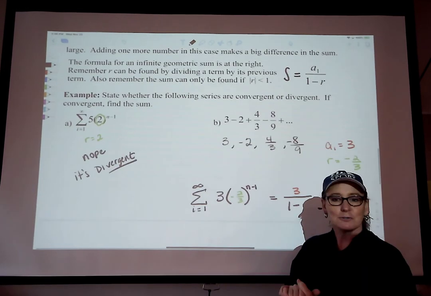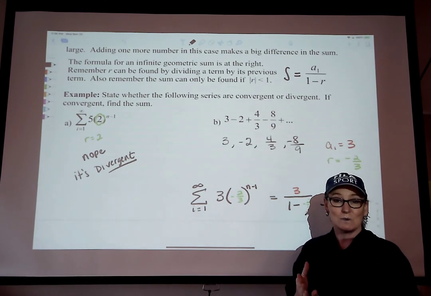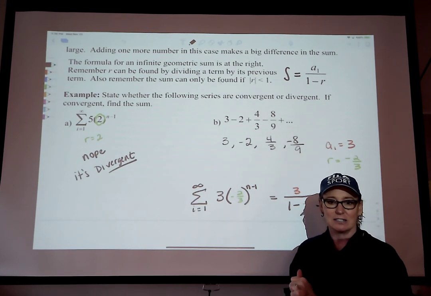All right, keep those formulas handy. You don't need to memorize them. Just know which one to use for which type of problem. Keep them handy. They're going to be given to you on your test. Good luck.